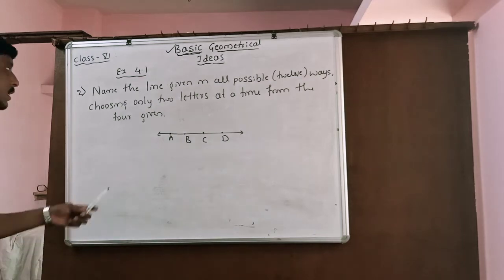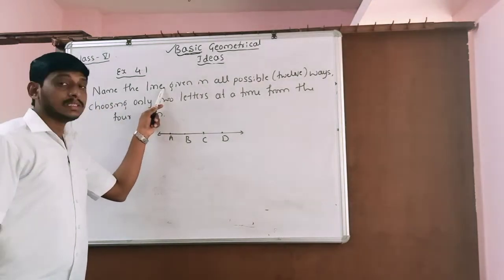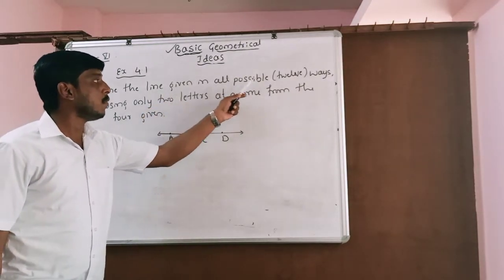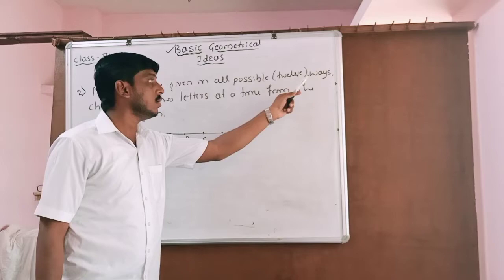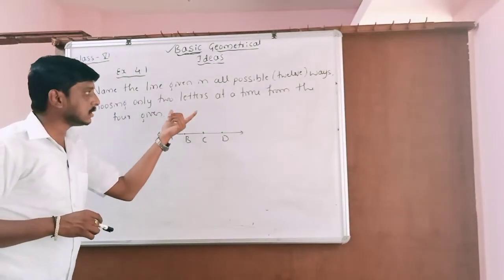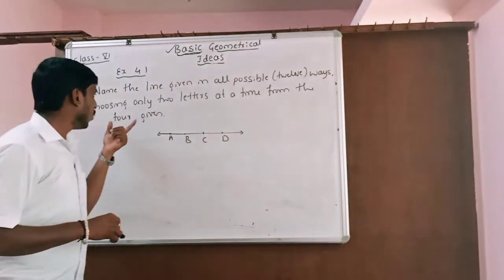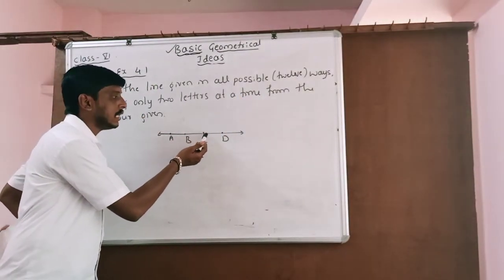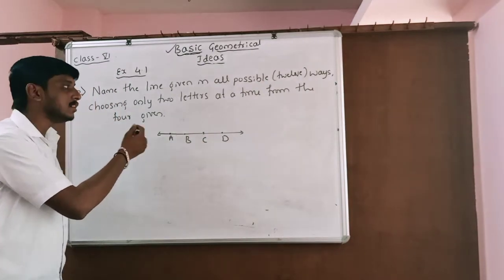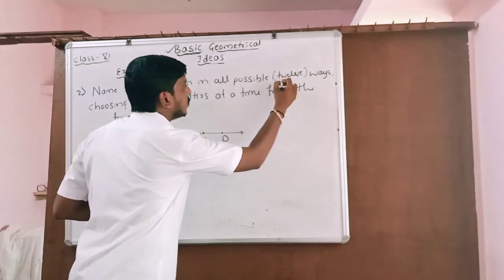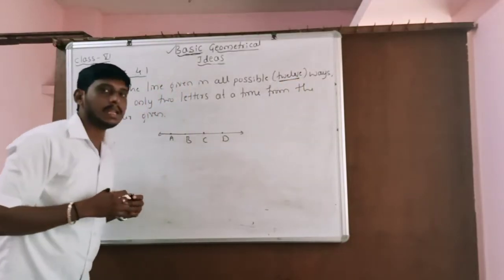So the next question is name the line, meaning they mention line. Name the line, all possible. All possible means 12 ways, choosing only 2 letters at a time from the 4 given. See, they gave 4 points A, B, C, D. With the help of these 4 points, how many lines do they want? 12 lines.